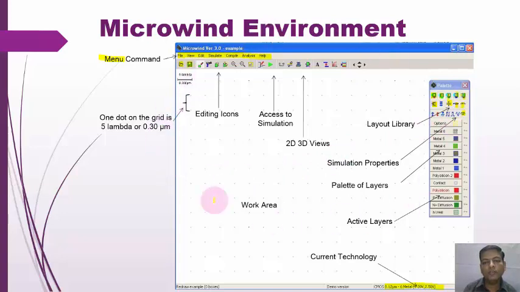So this is the total Microwind environment. One dot on the grid means, between these two dots, a distance of 5 lambda, or 0.30 micrometer, in 0.12 micrometer technology.